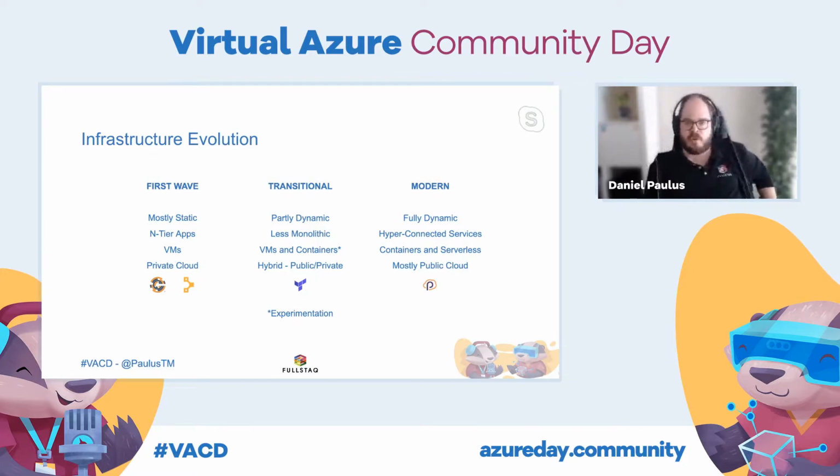The new modern approach would be that you have a fully dynamic situation. You have many different services that talk with each other. You would have containers. You would have something like Kubernetes. You may even use serverless, like Mark told in the first talk. And in this day and age, we would use cloud, just public cloud.